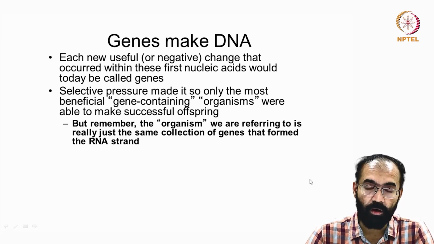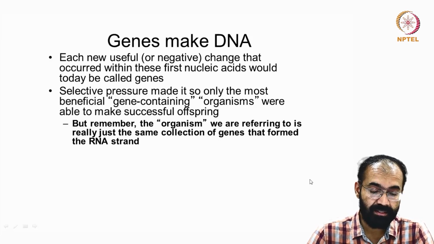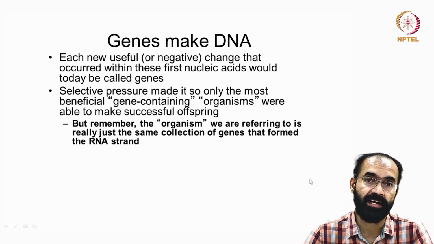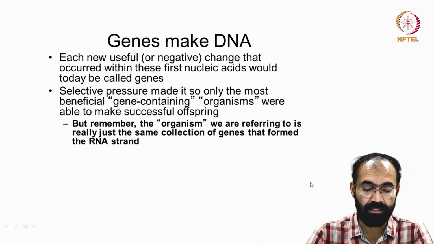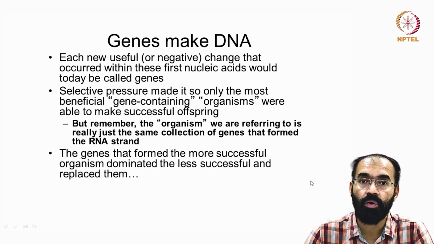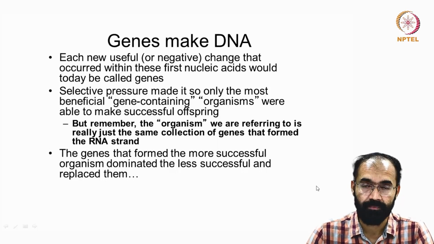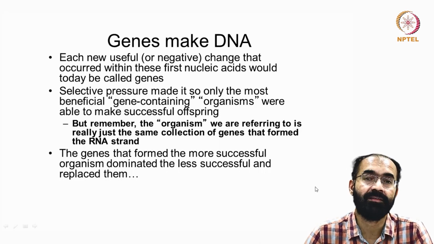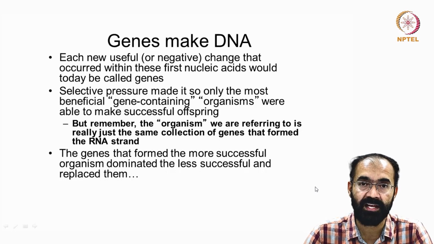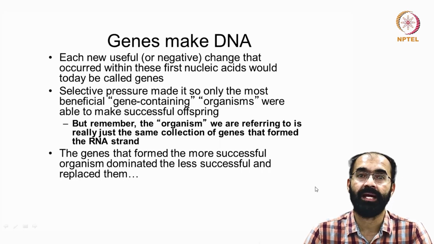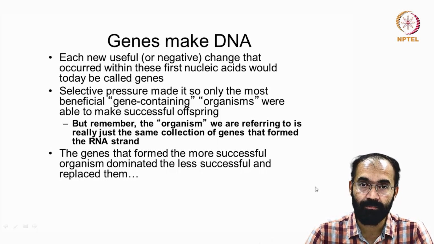But we should also understand that the organism we are referring to here is just a collection of genes, a collection of properties, now encoded in the form of DNA, that is capable of being converted into an RNA strand as and when required. So that is what we are referring to as an organism. The genes that formed the more successful, more adapted organisms dominated the less successful ones and eventually replaced them, because the successful one needs raw material. Like we have already seen, if a ribozyme has to make a copy of itself, it needs raw material. If raw material is not available in the environment, it has to chew up an existing nucleotide or existing nucleic acid, make the monomer and make use of it.